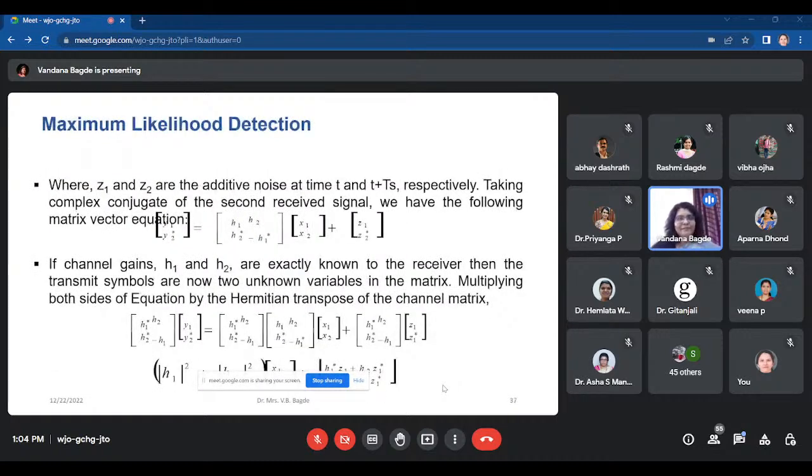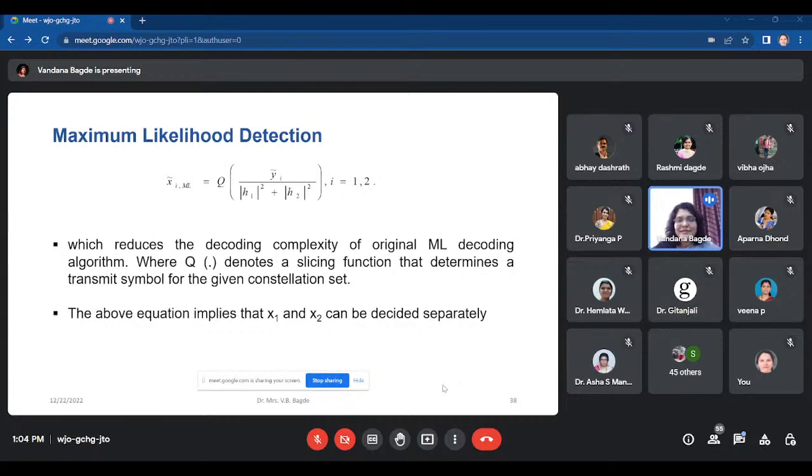So this is the algorithm of maximum likelihood detection. Here we are calculating the minimum distance path and the vectors are specified in the form of a matrix. Then by running this algorithm, multiplying both sides of the equation by the Hermitian transpose of the channel matrix, we are able to get a maximum likelihood estimation of the signal in the form of the ML decoding algorithm.